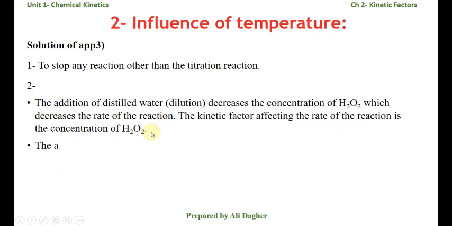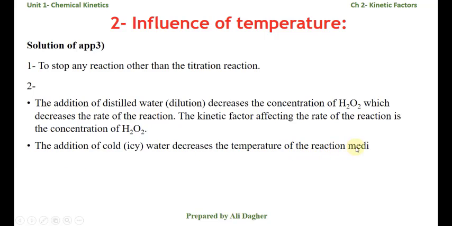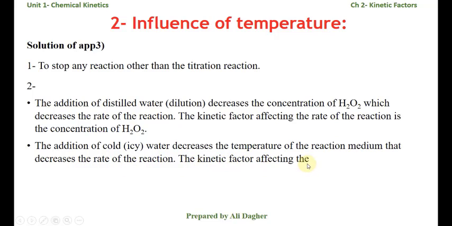But why do we add cold water, icy water? In order to decrease the temperature of the reaction mixture, which decreases the rate of the reaction. Then the kinetic factor affecting the rate of the reaction is the temperature. This is the end of part 2, influence of temperature on the rate of reaction.